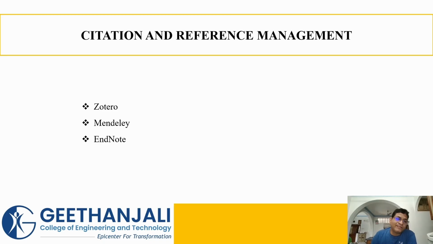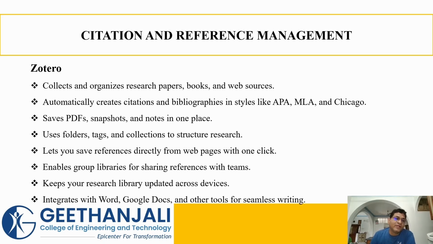One is Zotero, Mendeley, EndNote. Zotero collects and organizes research papers, books, and web sources. Automatically creates citations and bibliographies in styles like APA, MLA, and Chicago. Saves PDFs, snapshots, and notes in one place.